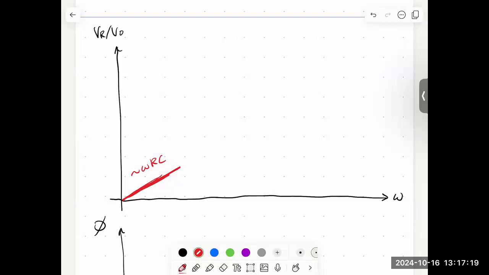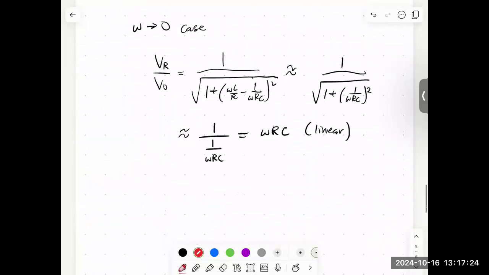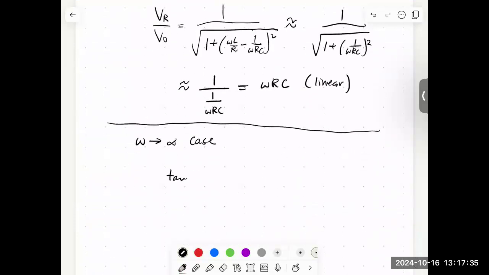Okay, so fair enough. What we're going to do now is the high frequency case, so omega is large. Again, we'll start with the tan of the phase. That's omega L over R minus 1 over omega RC. This time it's the opposite, isn't it? If the frequency is large, 1 over omega RC is small, and so it's only the first term that dominates. And so that's omega L over R.